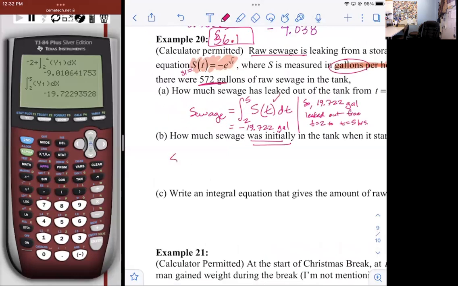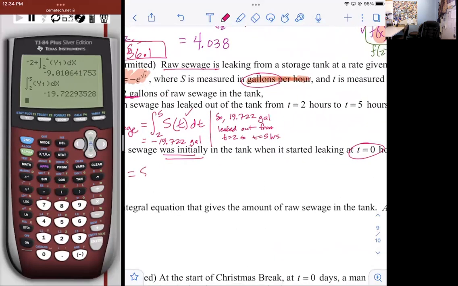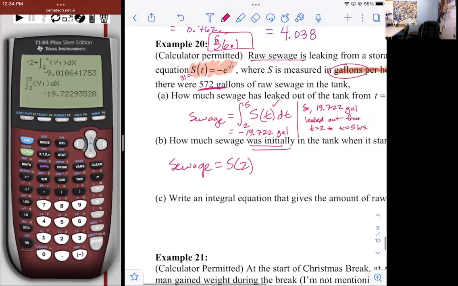So again, I'm going to call this sewage. It's the initial amount, and by initial here, we just mean what there was at 2. Now, can I call this S of 2? Is that an appropriate label for the amount of sewage at 2? Very good. S is a rate equation. Sewage could have been S, and then the rate equation could have been S prime, but that's not how they labeled it. I don't have a name yet for the amount of sewage in the tank. They labeled S as a rate equation. So in this case, I'm not going to make one up. I'm just going to write the number 572 there.